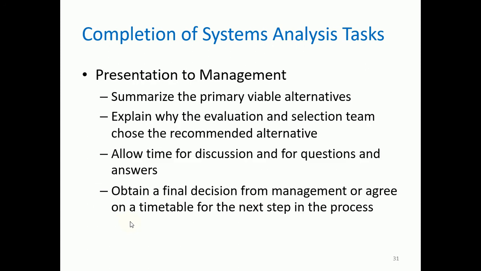Okay, next is we have to have a presentation to the management. So summarize the primary viable alternatives. Explain why the evaluation and selection team chose the recommended alternative. You have to justify it. Why did you choose that alternative? And then allow time for discussion and for questions and answers, and obtain a final decision from management or agree on a timetable for the next step in the process.